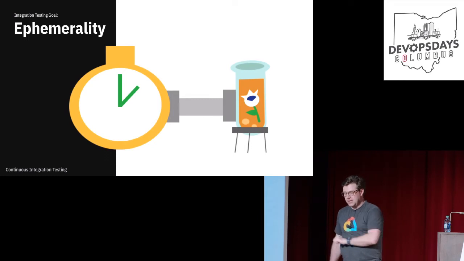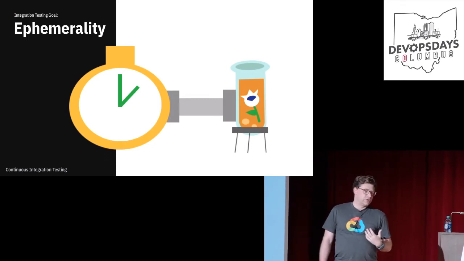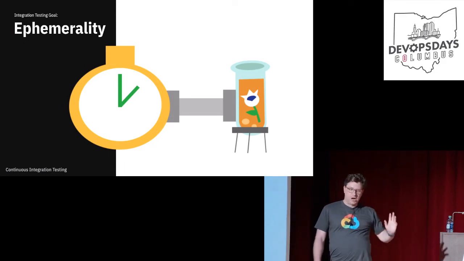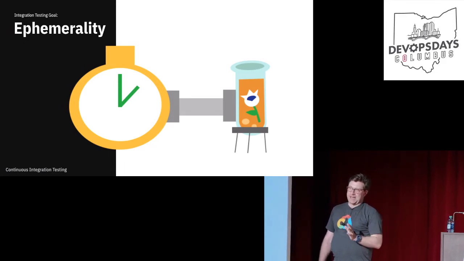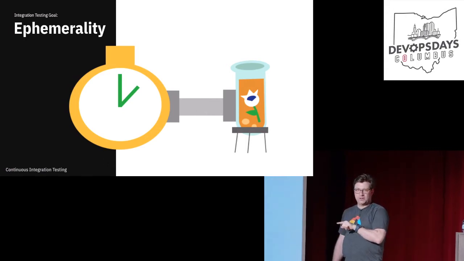Ephemerality. So this means, how long does the test infrastructure last? Ideally, we want it to last as long as we need it and no more. So that would mean as soon as the test is over, it should disappear. Maybe. Because if it passes, we got our green check mark, great, off it goes. But if it didn't pass, we might want to go into that infrastructure and poke around in it to see what went wrong.